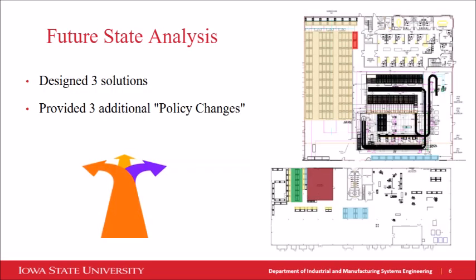In our future state analysis, we proposed 3 separate solutions to fix this problem and provide an additional 10 to 15% of warehouse space. We also provided 3 additional policy changes that would involve them changing around different safety stock measures to eliminate that problem more in the future. As you can see on the right, there are a few images of different areas where we proposed adding rackage so that they could add more pallets to their facility.